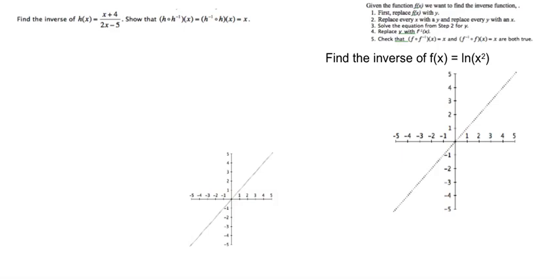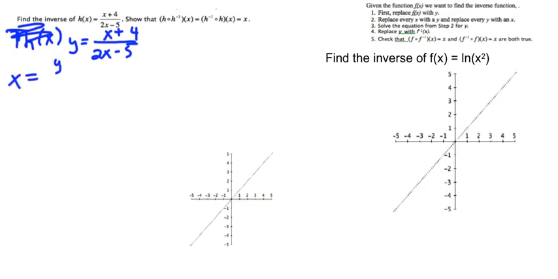So what we're going to be doing is, if I find h of x, I'm going to rewrite that as y is equal to x plus 4 over 2x minus 5. And I'm going to switch the x's and y's, so x is equal to y plus 4 over 2y minus 5. I have to solve for y. So I'm going to come up with x times 2y minus 5 is equal to y plus 4.